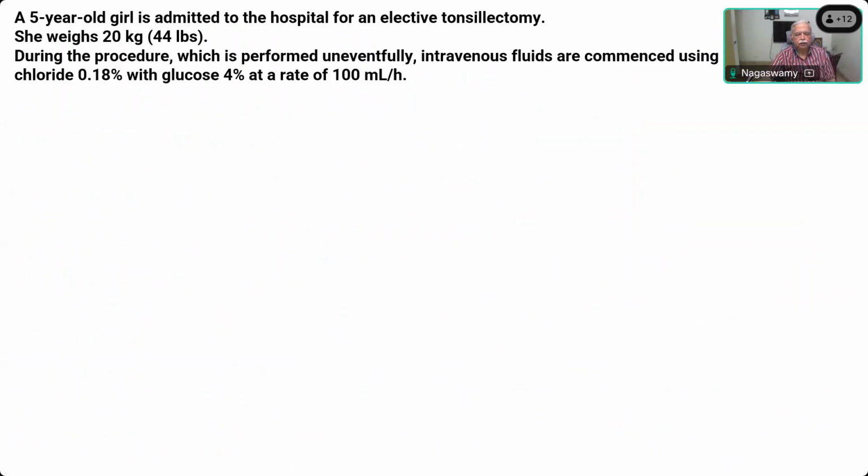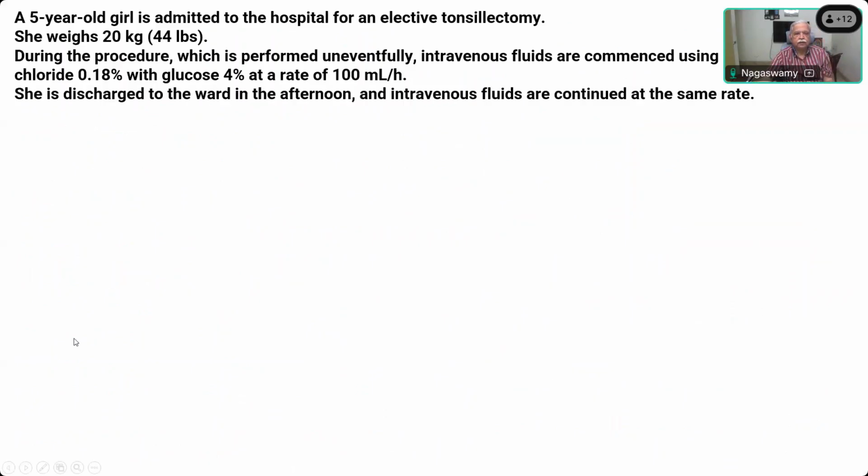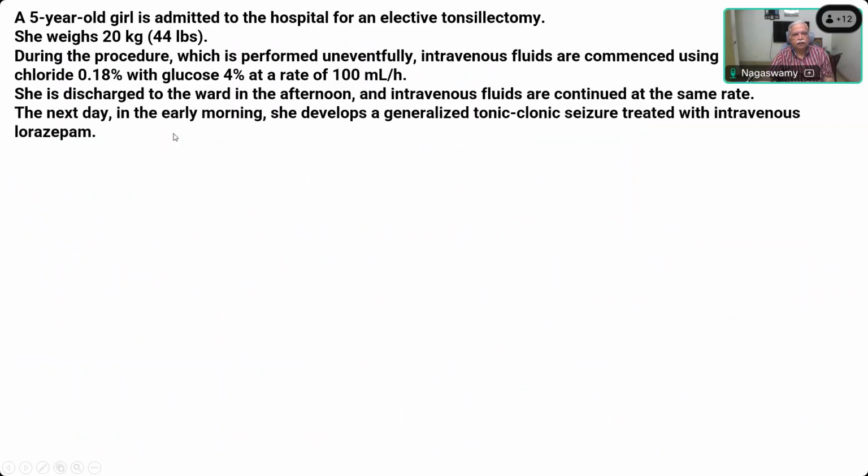A 5-year-old girl is admitted to the hospital for an elective tonsillectomy. She weighs 20 kg. During the procedure, which is performed uneventfully, intravenous fluids are commenced using sodium chloride 0.18% and glucose 4% at the rate of 100 ml per hour. She is discharged to the ward in the afternoon. Intravenous fluids are continued at the same rate. The next day, in the early morning, she develops a generalized tonic-clonic seizure treated with lorazepam.